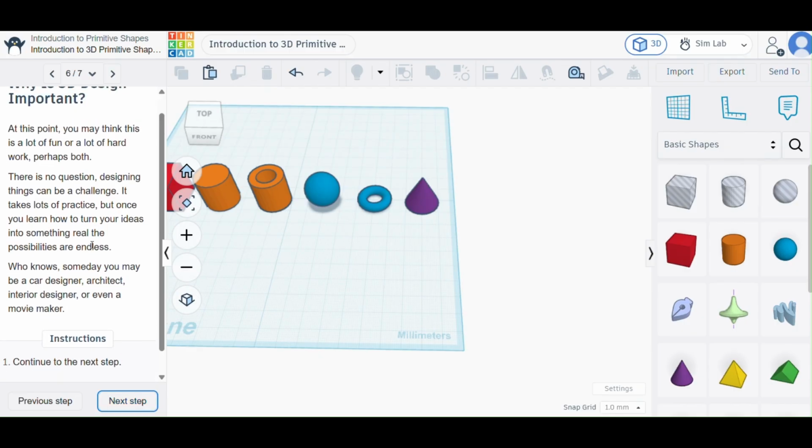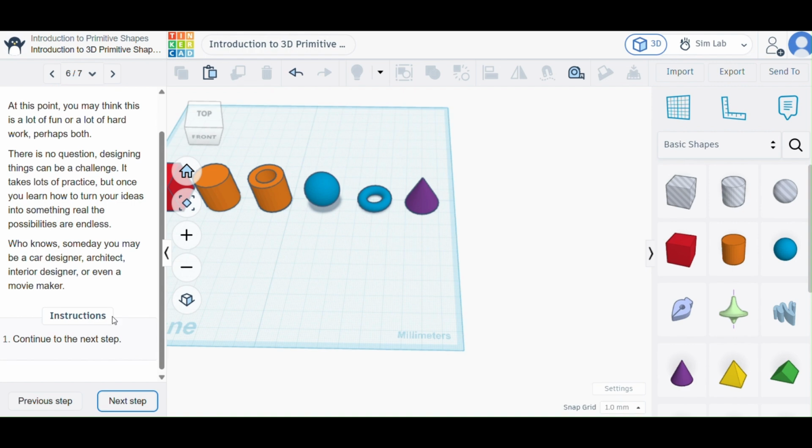Okay, so at this point you may think this is a lot of fun or a lot of hard work or perhaps both, and it can be both, guys. It's a little tricky at first, especially, and it can be a challenge, but you got this. This is a first step on the road to building all kinds of crazy stuff. You could be an animation movie director one day with these skills, or you could be a shoe designer or something like that. But guys, this is like learning your ABCs. That's what we're learning right now. We're learning how to add and subtract, and we're learning our ABCs.